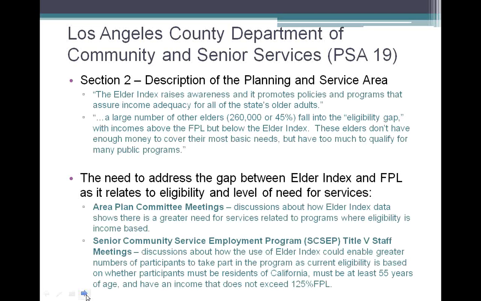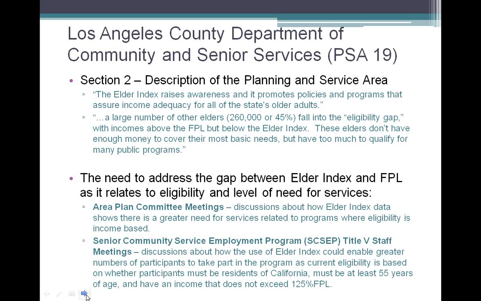One is from PSA 19, the Los Angeles County Department of Community and Senior Services. And as you can see here in the top bullet, this is the way in which the Elder Index is being cited in Section 2, the description of the planning and service area in their area plan. So just to give you a couple of points and ways in which this information can be used.